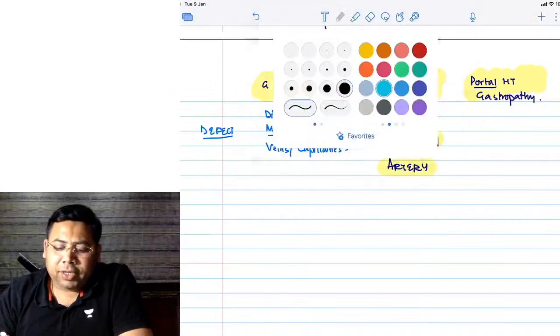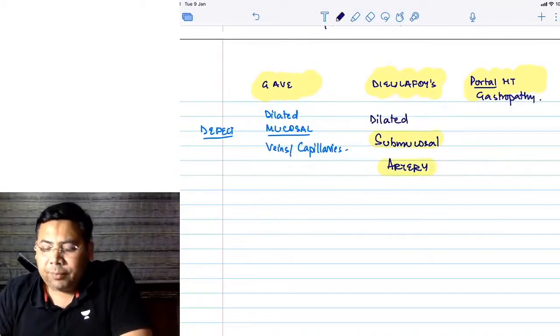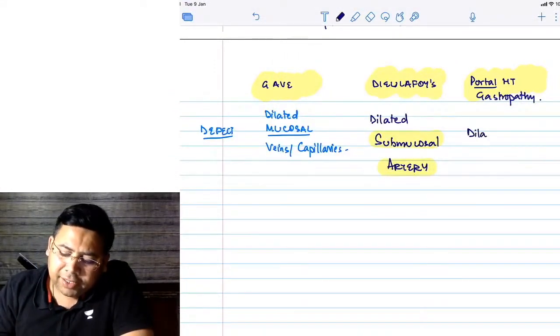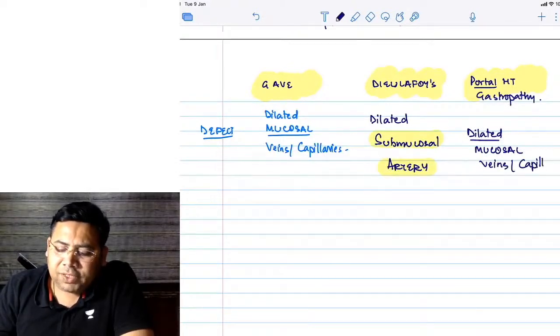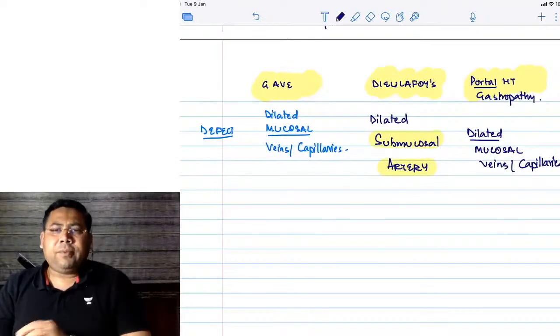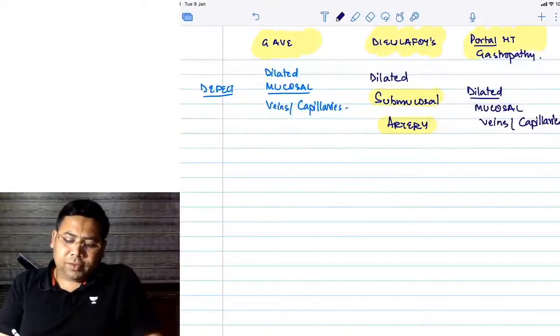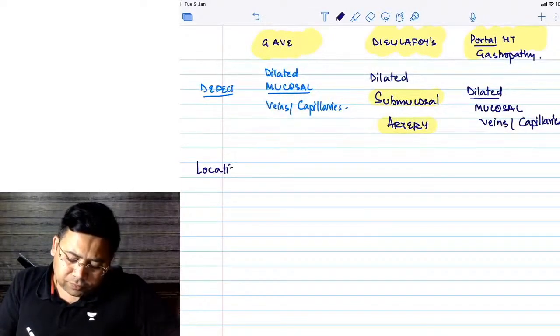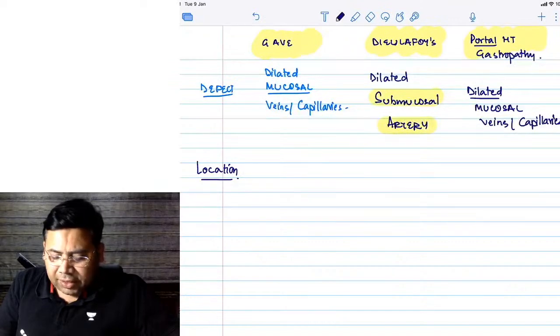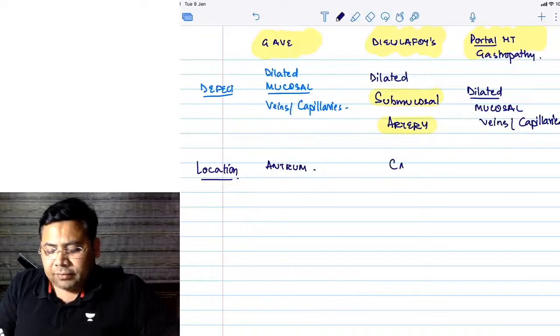The next very important thing is, what do you get to see in portal hypertensive gastropathy? Again, dilated mucosal veins or capillaries. What is the difference between portal hypertensive gastropathy, GAVE and Dieulafoy? Answer is location. But when we talk about the location, this is antrum, so the distal stomach, this is cardia, and this is also the proximal stomach.